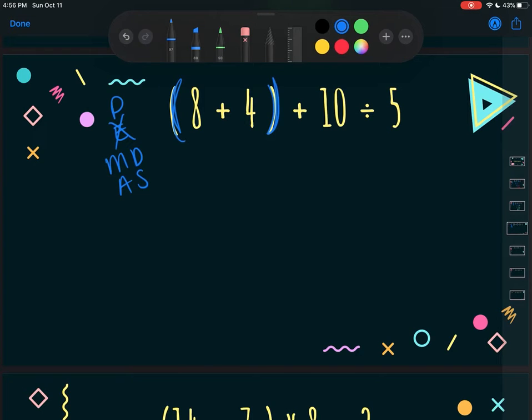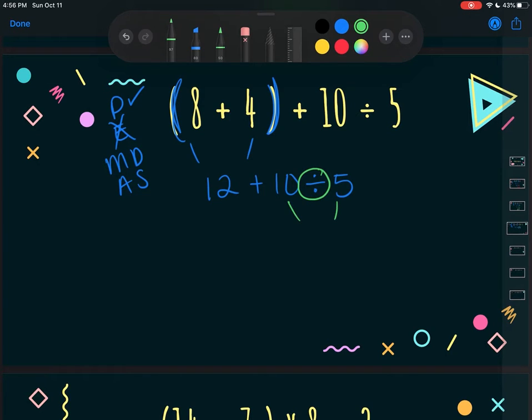So my parentheses are going to be right here. Inside those parentheses, I've got 8 plus 4. Well, 8 plus 4 is 12. And then I bring down the rest of my problem, right? So now I've got 12 plus 10 divided by 5. This one looks kind of like the last one we just did. So now I'm done with my parentheses. Now I'm ready to multiply and divide from left to right.